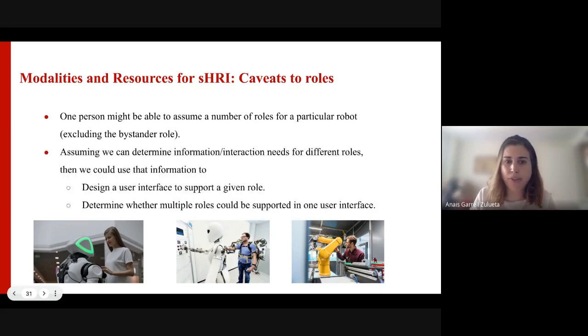So assuming that we can determine information and interaction needs for different roles, we could use that information to design a user interface to support the given role. Maybe we have to design different interfaces for the different roles. Maybe for the bystander, we use verbal cues. Maybe for the operator, we use a screen where the errors of our code appear. And finally, we have to determine whether multiple robots could be supported in one user interface.